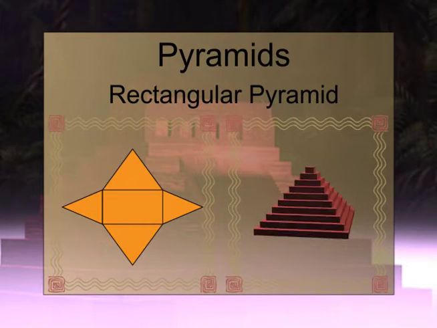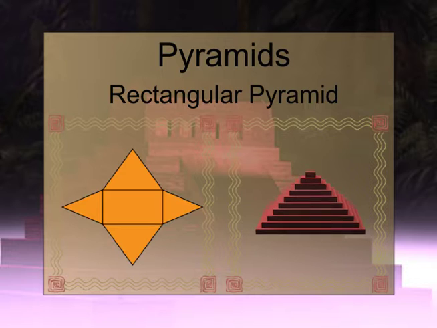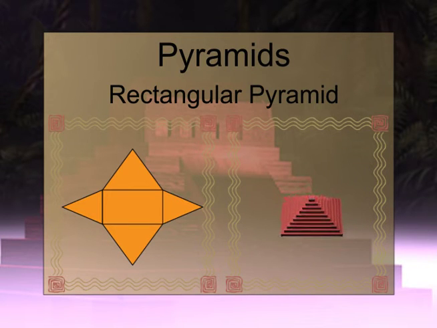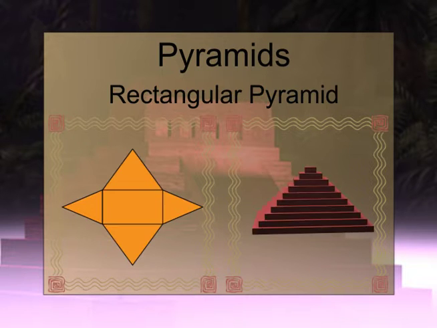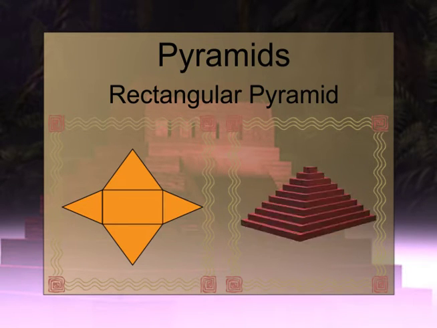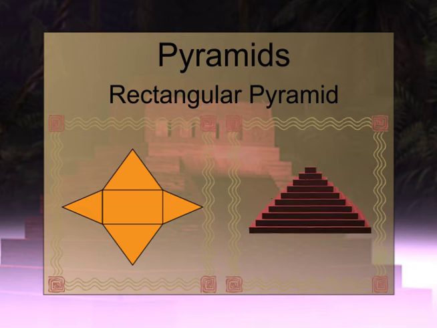The Temple of the Inscriptions is an example of a rectangular pyramid. This is different from the pyramids in Egypt, which are square pyramids. The descriptions rectangular and square refer to the base of the pyramid. In the case of the Temple of the Inscriptions, the base of the pyramid is a rectangle.